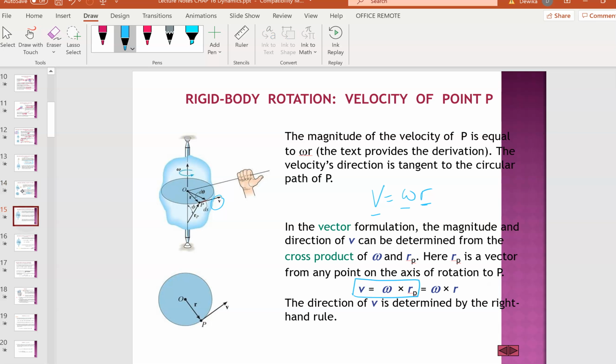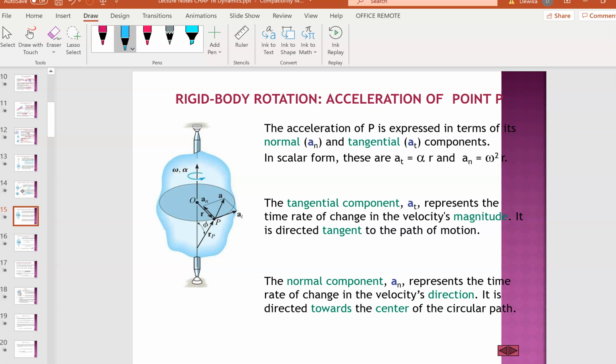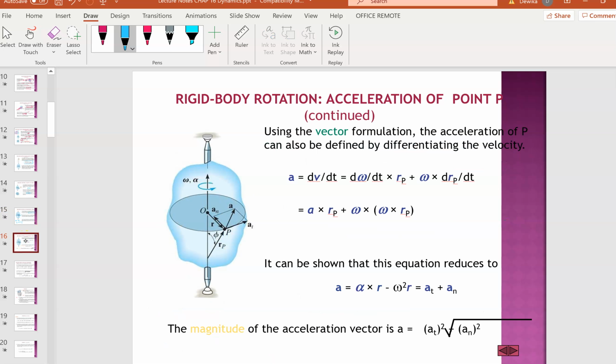So similarly, we also have for acceleration. Alpha is connected to your tangential acceleration, A_T, multiplied with R. Whereas the A_N, which is the centripetal acceleration, is omega square R, or you can say V square over R. You know what A_N is, right? A_N is towards the center, and A_T is tangential movement. So you have got two accelerations here.